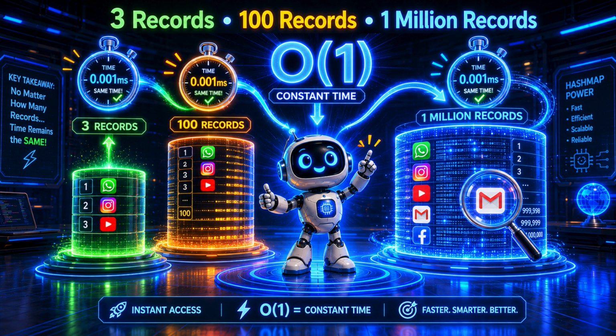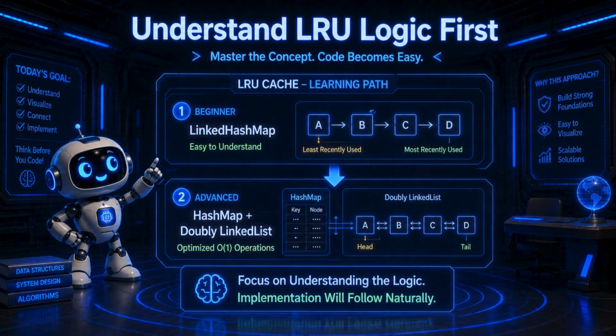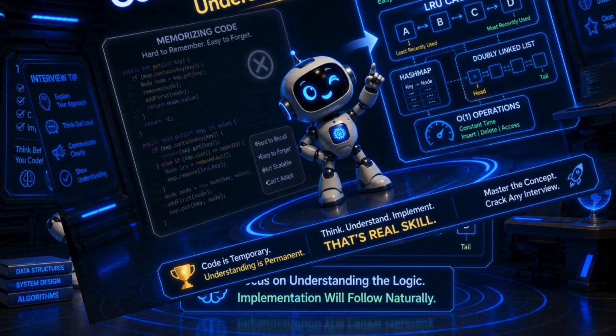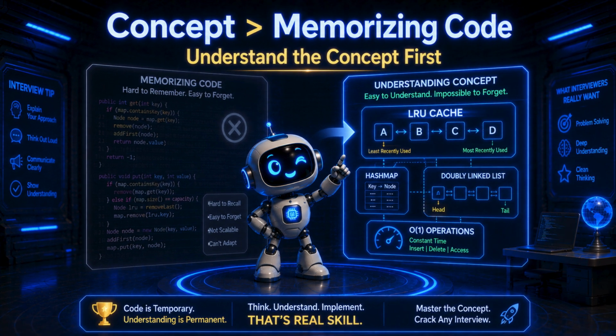However, as automation testers, many of you may not be familiar with the doubly linked list concept. So instead of jumping directly into the advanced implementation, let's first understand the basic version using LinkedHashMap. Once you understand the logic behind LRU cache, learning the hash map plus doubly linked list approach becomes much easier. Remember, in interviews, understanding the concept is more important than memorizing the code. So first, let's understand what LRU actually means.